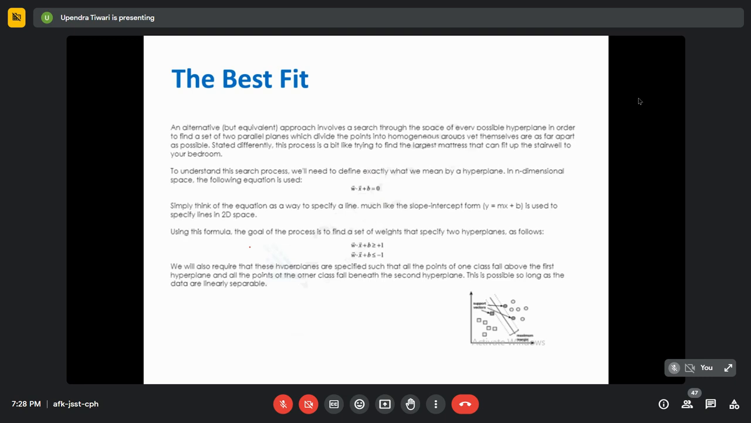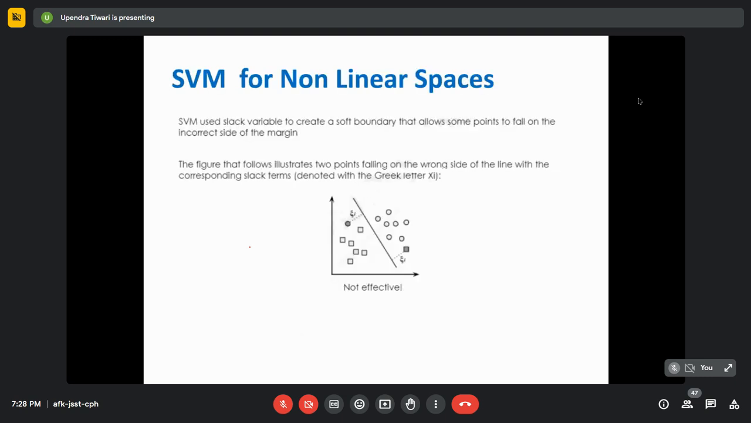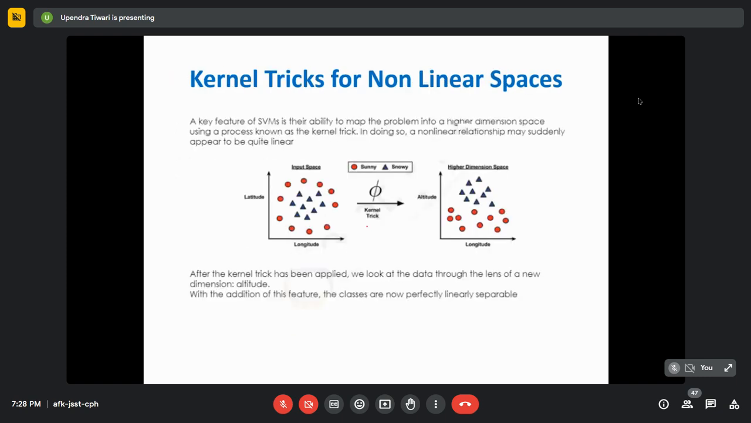Next, whenever your circle is misclassified or your square is misclassified, it's an error. Next, see, it is not possible that you always get linearly separable data, just like we have seen till now.